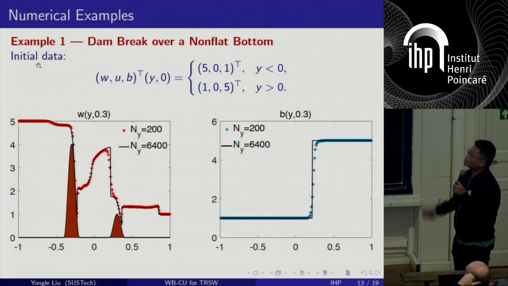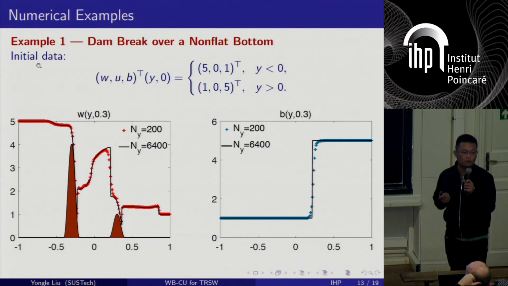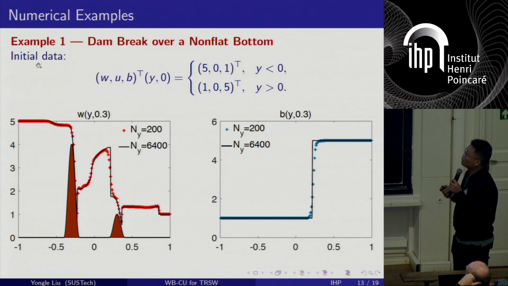So next, I want to show you some numerical examples. The first one is the temperature over non-flat bottom topography. In the left figure, we can see that the bottom topography is non-flat. There are two humps in the bottom topography. And we plot the water surface, which is equal to the water depth plus the bottom topography.